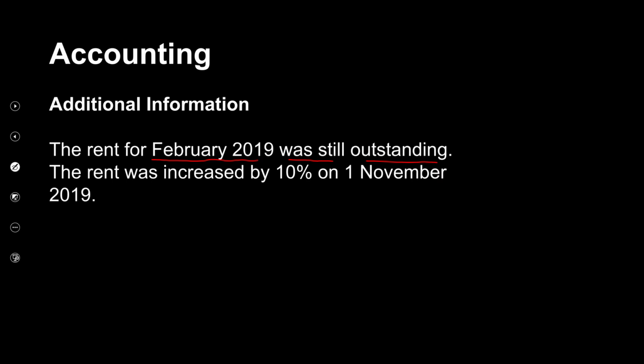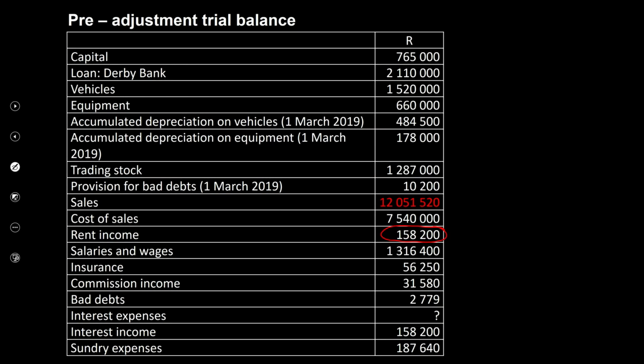Immediately you know, because it's an accrued income, let's make a note of this, what's going to happen is in my bracket, I'm going to have a plus sign, and that is linked to the accrued income. Okay, so that's step number one. Now we're going to do the actual calculation. So we identify rent income as 158,200.